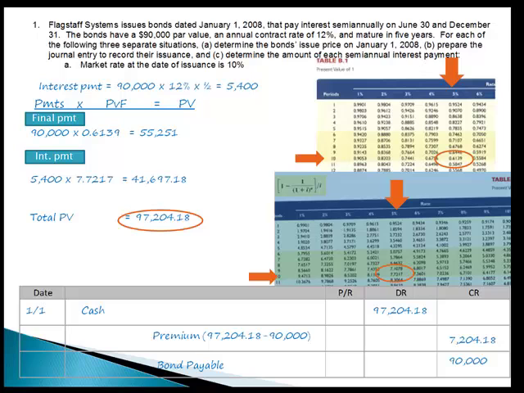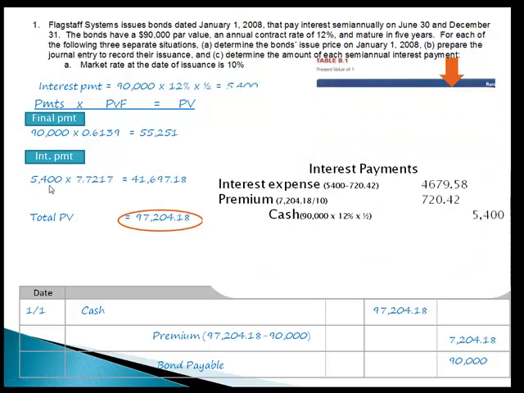The final question says, what's the amount of each semi-annual interest payment? Well, we already figured out the actual payment, so the cash payment is $5,400. But let's go ahead and look at the journal entry here. We're going to amortize that premium over 10 payments. It's a 5-year bond, 2 payments per year. So we're going to amortize that by $720.42.